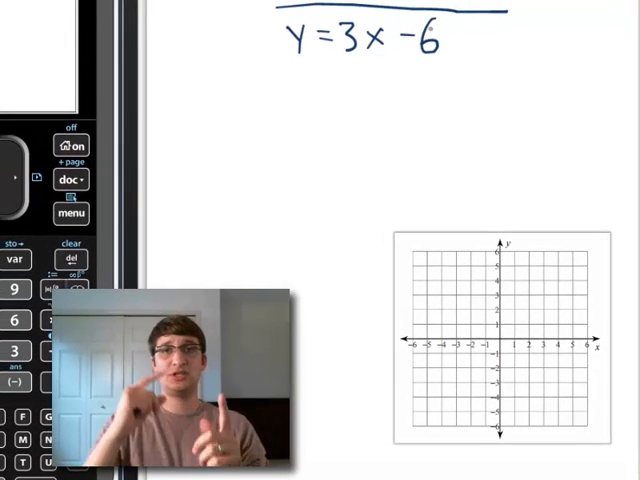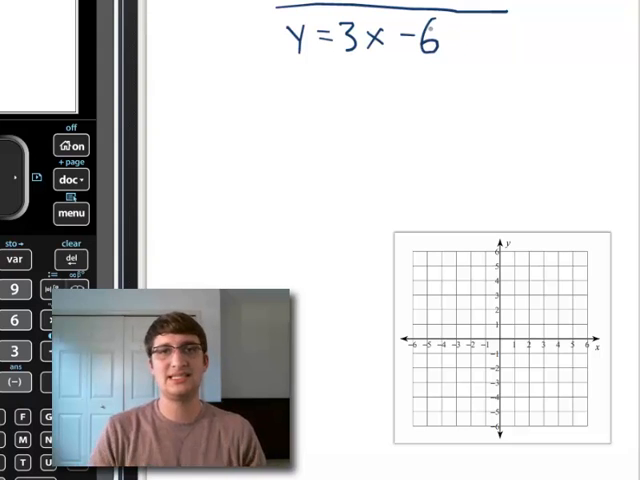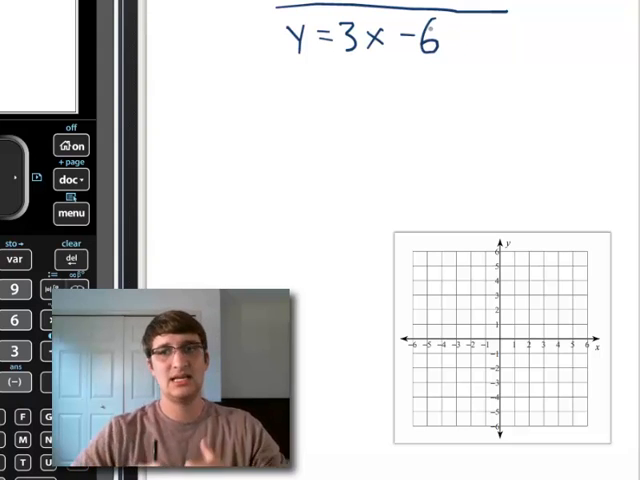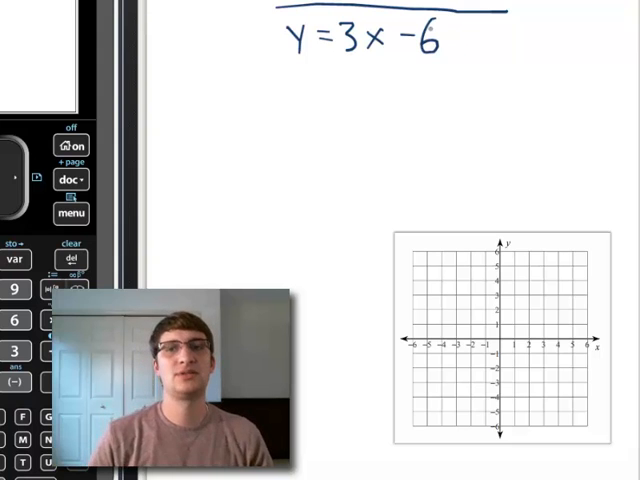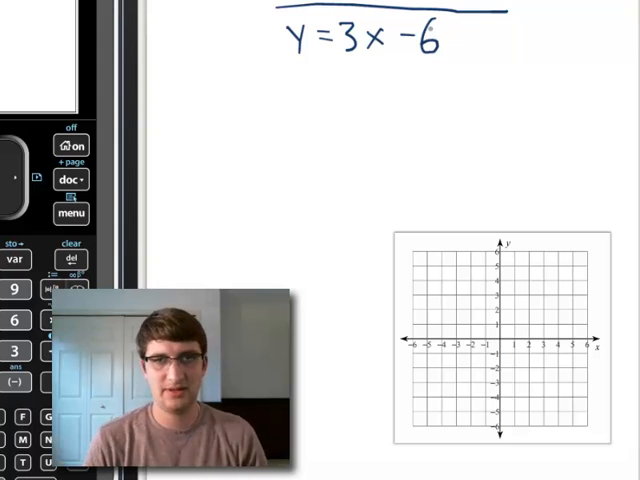And we can do whichever order we want after the equal sign because of something called the associative property. So I could have listed it y equals negative 6 plus 3x or y equals 3x minus 6. It doesn't matter because of this thing called the associative property.